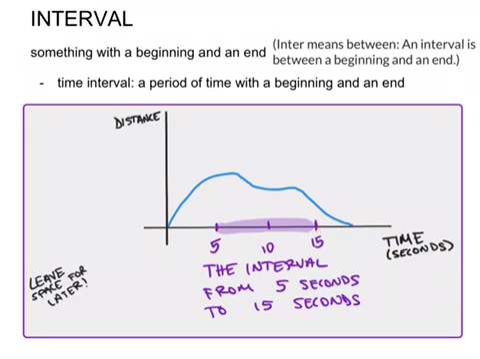So the interval from 5 seconds to 15 seconds is the space of time from 5 to 15. And you can quite clearly see that that interval from 5 seconds to 15 seconds tells a particular story along that distance versus time curve. Make sure when you enter this in your glossary that you leave space, because we're going to add some more pieces to this definition later, and that covers it for interval.